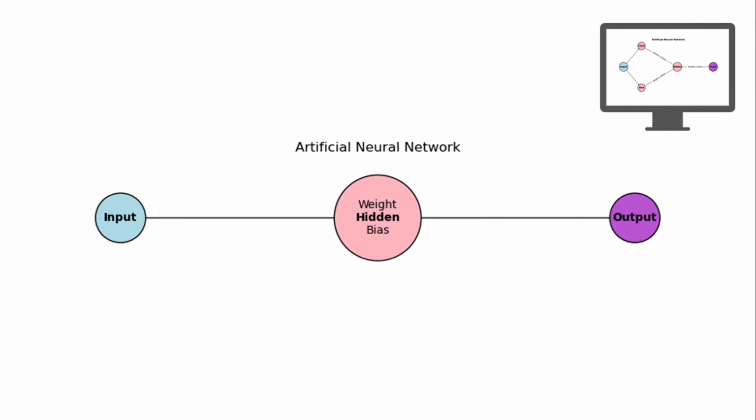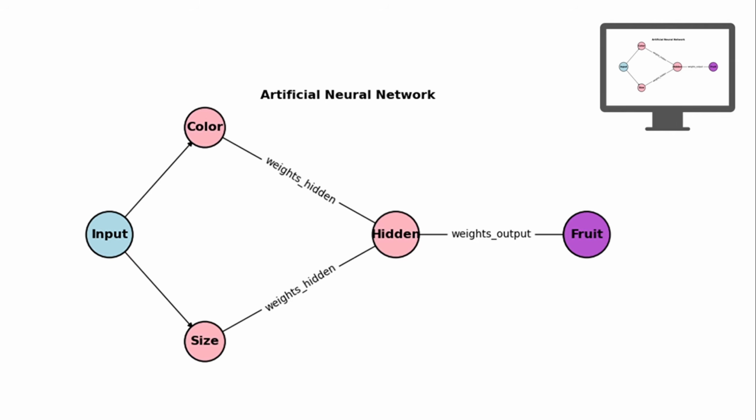Now let's explore some essential concepts that drive the learning and predictive capabilities of neural networks, namely weights and biases. In the context of a neural network, weights play a critical role in determining the network's prediction. Returning to our apple and orange example, the neural network assigns weights to the features of color and size, signifying the importance or influence of each feature in the decision-making process.